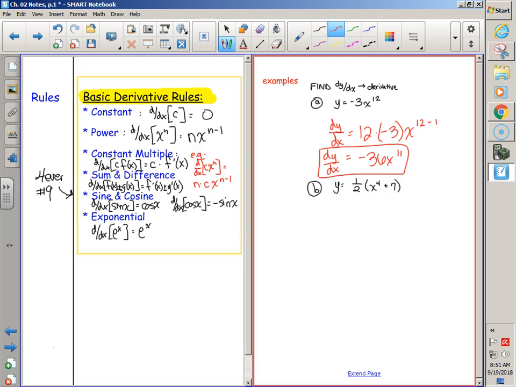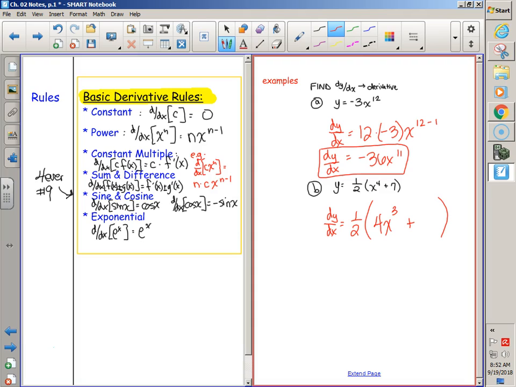Constant multiple. Yeah, we could do that. So we could say that this is equal to 1/2 times. How would we take the derivative of the inside? Isn't this a sum and difference rule? Sum and difference says to take it one piece at a time. So take it one piece at a time. What's the derivative of x to the 4th? Bring down the power rule. Make it x cubed, because 4 minus 1, plus, what's the derivative of 7?